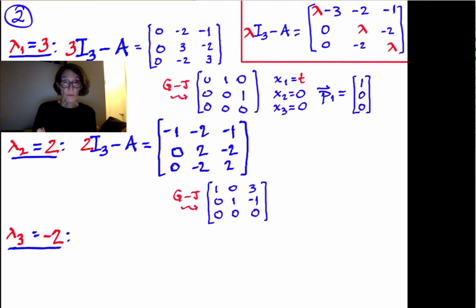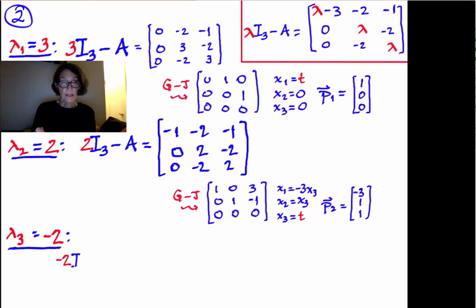So the top row says x1 is equal to -x3. Second row says x2 is equal to x3. And it turns out x3 is our free variable. So the eigenvector, which we'll call P2, is -3, 1, 1.